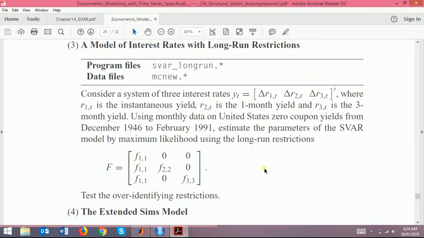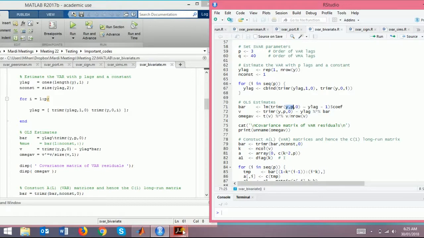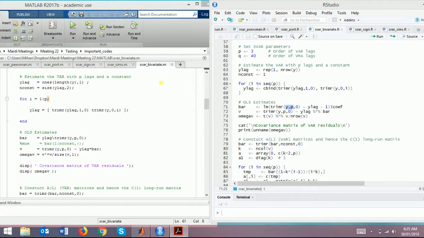A model of interest rates with long run restrictions. Now consider a system of 3 interest rates again, where the interest rates are instantaneous yields, using monthly data on the United States, zero coupon yield from December 1946 to February 1991. Estimate the parameters of the structural VAR model by maximum likelihood using the long run restrictions. Okay, so this is where the restrictions are, and these are our unknown parameters. We need to test our identifying restrictions, and the problem is SVAR long run.